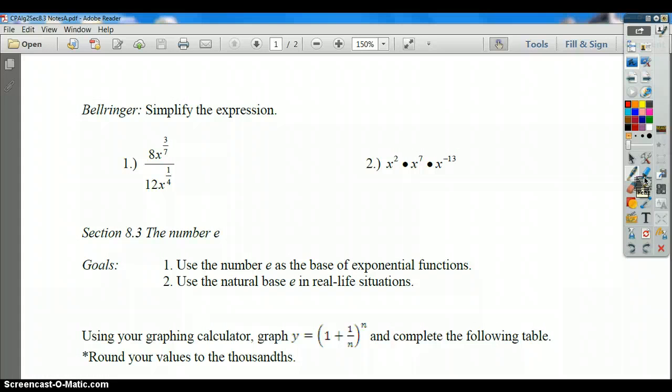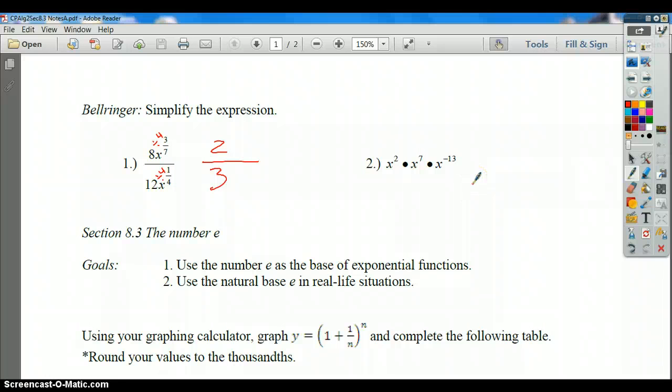Reduce 8 over 12 like you normally would. Both of these are divisible by 4. So this is going to be 2 over 3. I am now finished with my numbers, the coefficients out in front. Let's take care of business with the x's.